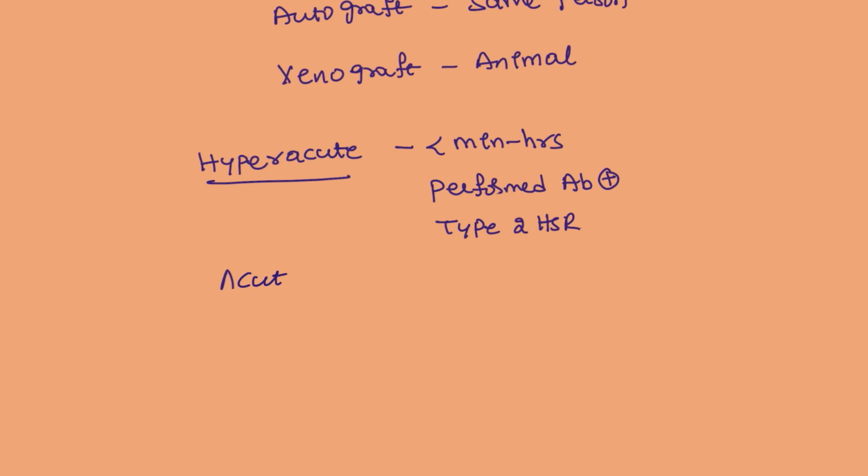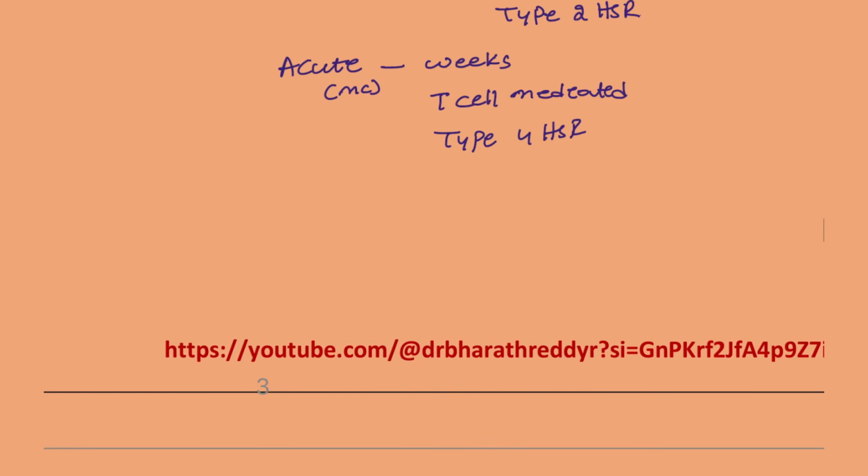Next, we have the acute reaction. Overall, the most common is acute, and this takes weeks to months. This is most of the time T cell mediated, so it is type 4 hypersensitivity reaction. Next, we have the chronic reaction, which takes years. It is delayed type, and delayed type is again type 4 hypersensitivity reaction.